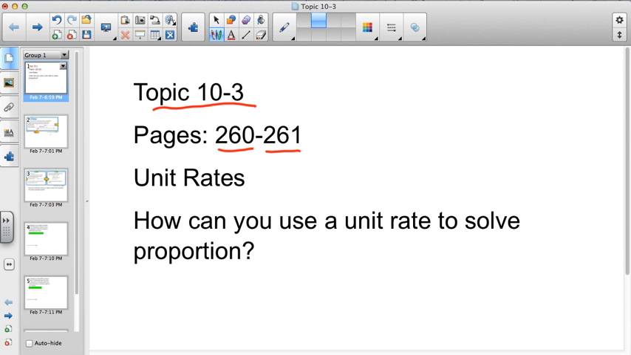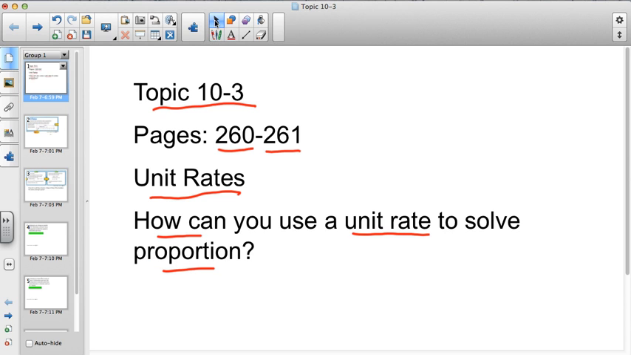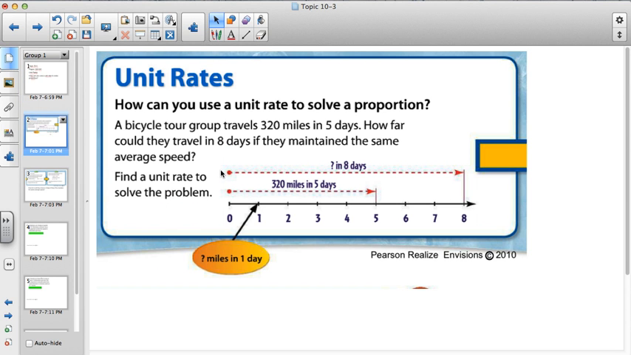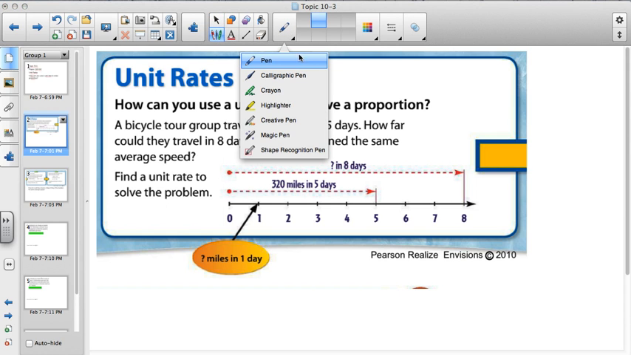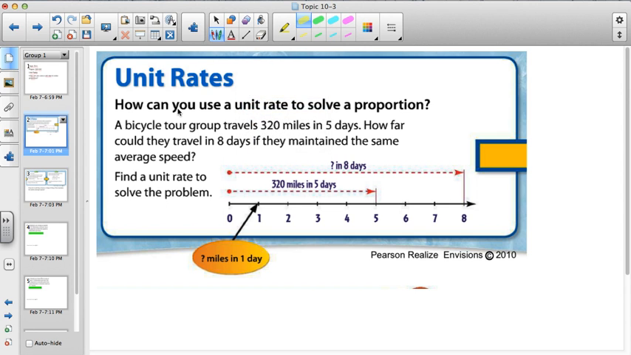Okay, once again we're going to be talking about unit rates, and how you can use a unit rate to solve a proportion. So let's take a look on page 260 in the Pearson Realize book, which is a pretty good book. It gives us a lot of nice information. And when we look at this, we can see that they are asking us, how can you use a unit rate to solve a proportion?